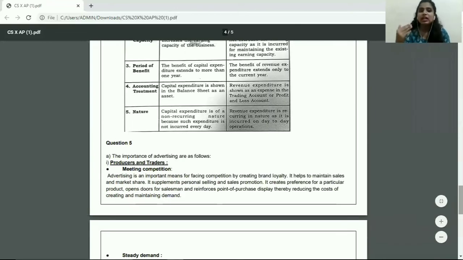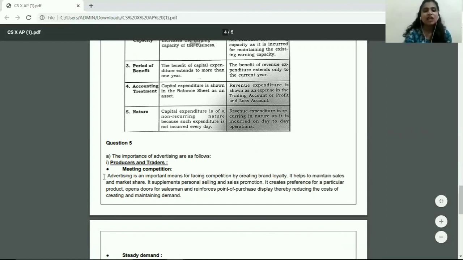So there are 3, the importance of advertising, it's important to 3 different groups. First of all, the producers and traders. Second of all, the customers. And third of all, the society. So under each of these groups, there are several head points or several explanations. You can write 3 for each of them, or you can write 3 for producers and traders, 3 for society, and 4 for customers. Or you can write 4 for producers and traders, 3 for customers, 3 for society. You can choose to write however you want it, but just make sure that you write 10 points since it is asked for 10 marks, right?